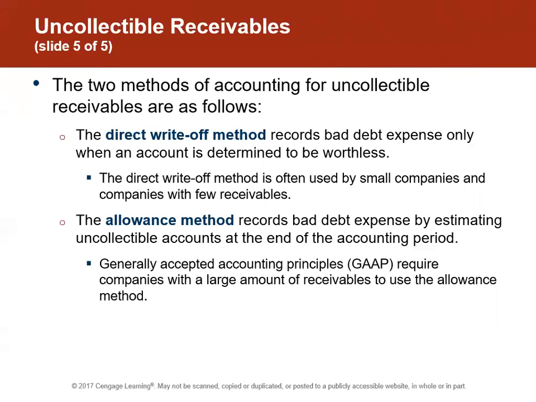No. So that's really what it all boils down to. That's why if we are a publicly traded corporation, we have to do the allowance method, because we need to estimate, in the period in which we earn the revenue, what's the expense that might be associated with that. Okay. So again, we'll practice that a lot.